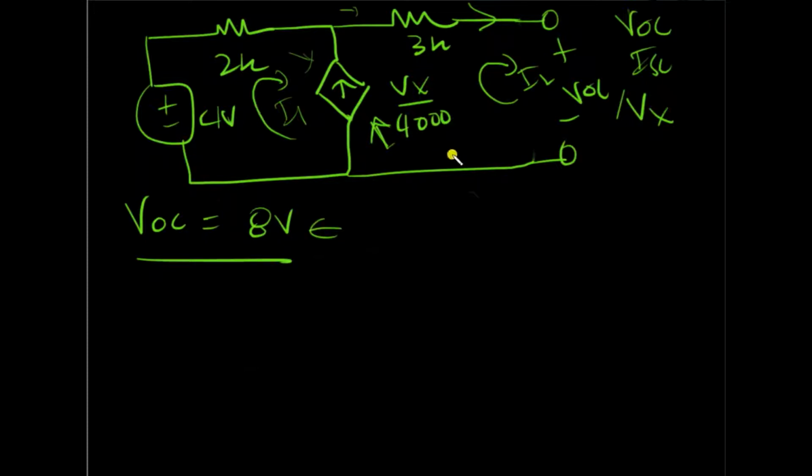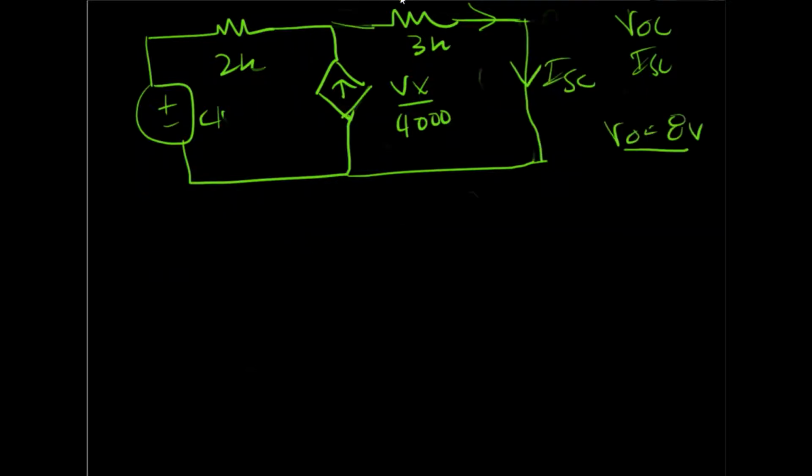Now let's find ISC, and for that I would need to short this terminal here. So let's just do that. So now I shorted the two desired terminals, and now let's find the current through those two terminals, which is ISC, the short circuit current. So Vx over 4000, this is Vx. Now clearly you can see that Vx is equal to 0 because there is no element connected. So the potential difference between these two points would be 0.